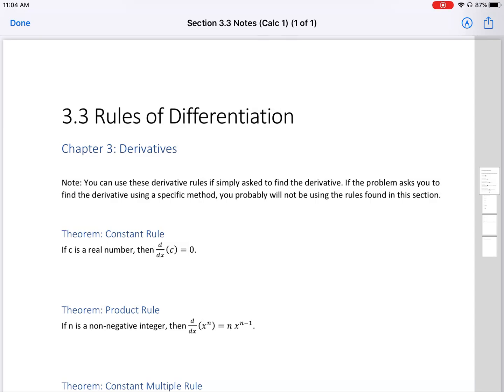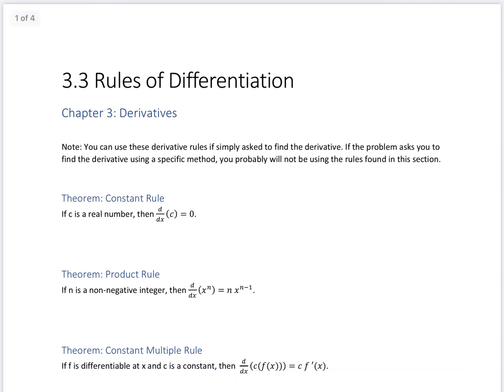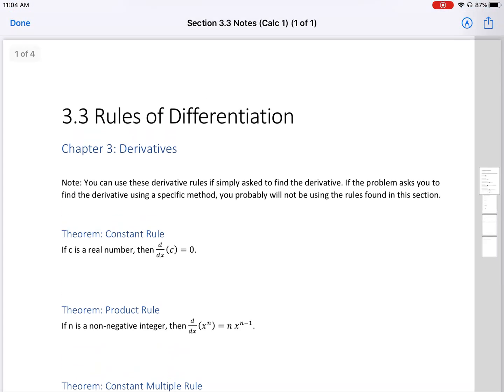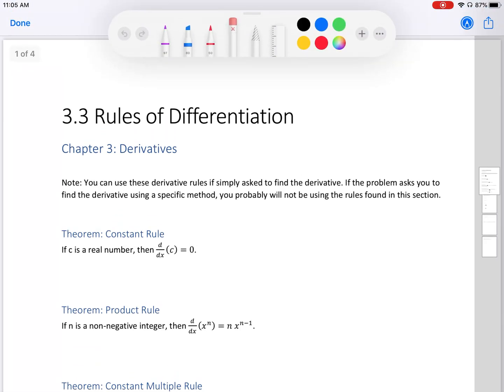Section 3.3, Rules of Differentiation. So a quick note, you can use these derivative rules if simply asked to find the derivative. If the problem asks you to find the derivative using a specific method, you probably will not be using the rules found in the section.